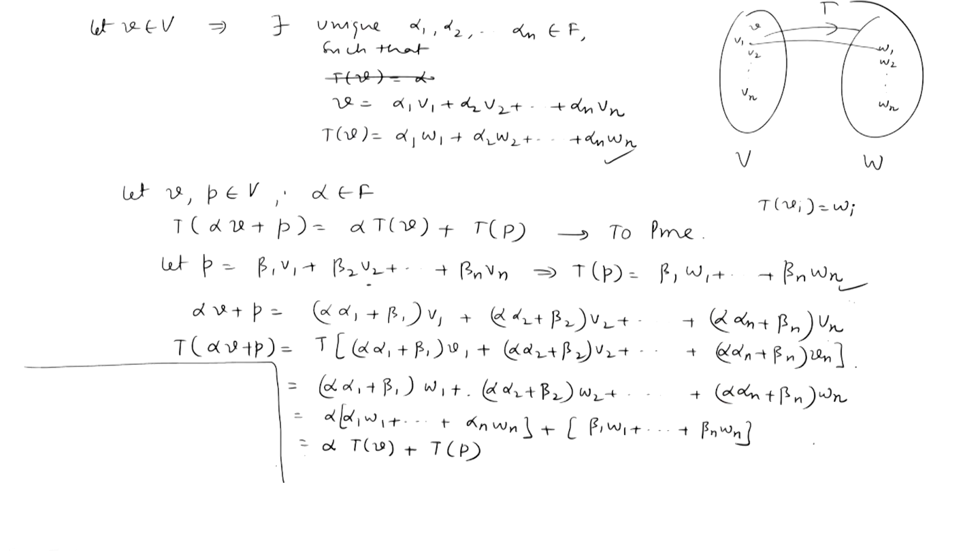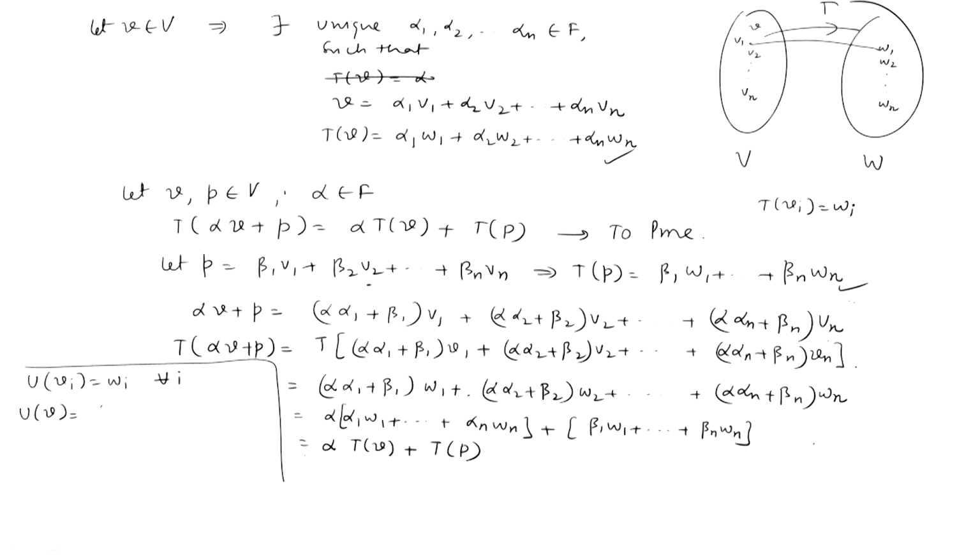In order to show that this linear map is unique, you consider a linear map U such that U of Vi is Wi for all i. Then, if you take any V in V, that V can be uniquely expressed as alpha 1 V 1 plus alpha 2 V 2 and so on up to alpha n V n. So, what will be U of V then?